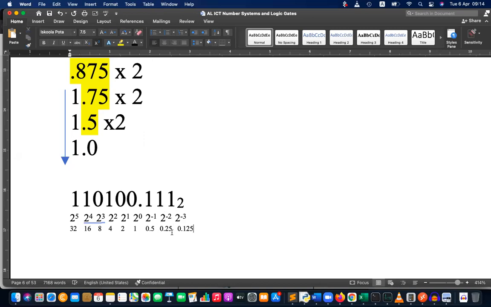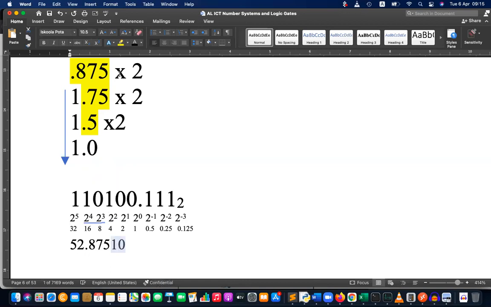So not all of these, right? You have to add 0.5, 0.25, 0.125. So 5 plus 2 plus 1 is 8. So altogether, that is 0.875. This part you have to add, not this. You have to add this one because there's a one. 4 plus 16 is 20, plus 32 is 52. So when you reverse, you'll get the value.